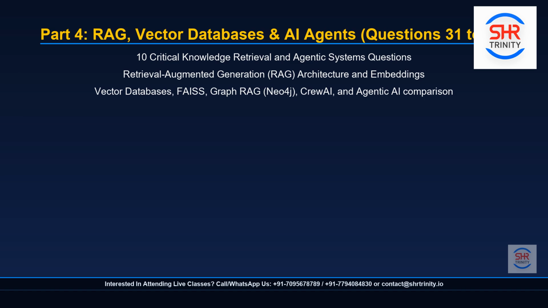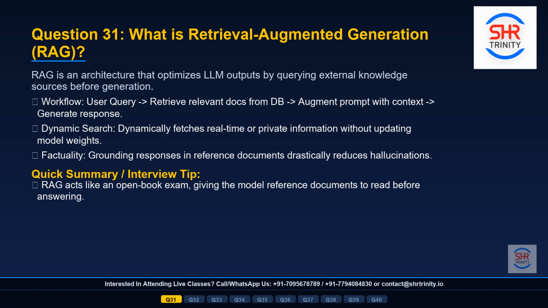Question 31. What is retrieval-augmented generation? Retrieval-augmented generation, commonly referred to as RAG, is an architectural pattern that enhances the capabilities of a large language model by connecting it to external databases. Instead of relying solely on the static facts memorized in the model's weights during training, a RAG system first retrieves relevant documents from a database based on the user's query.